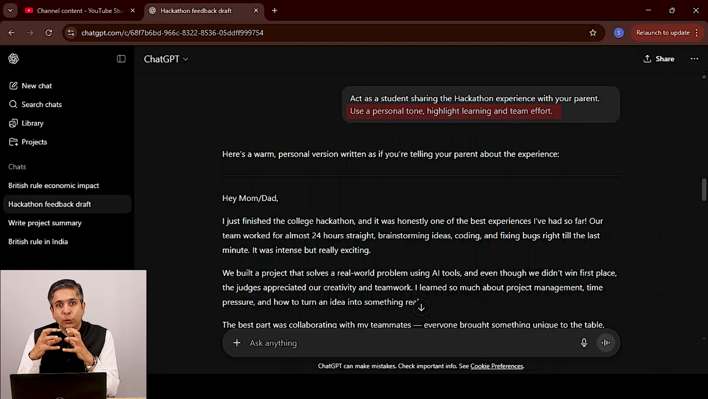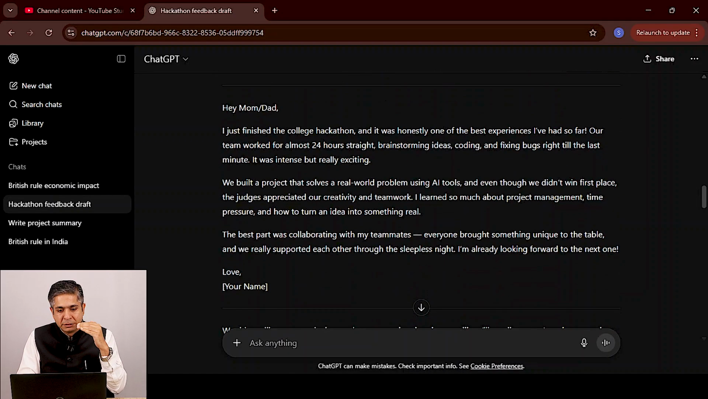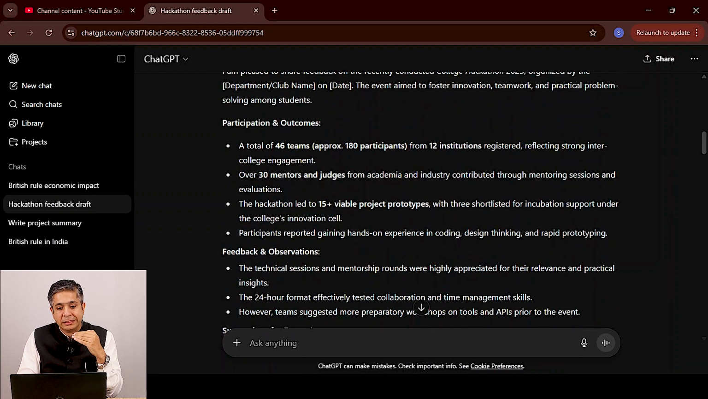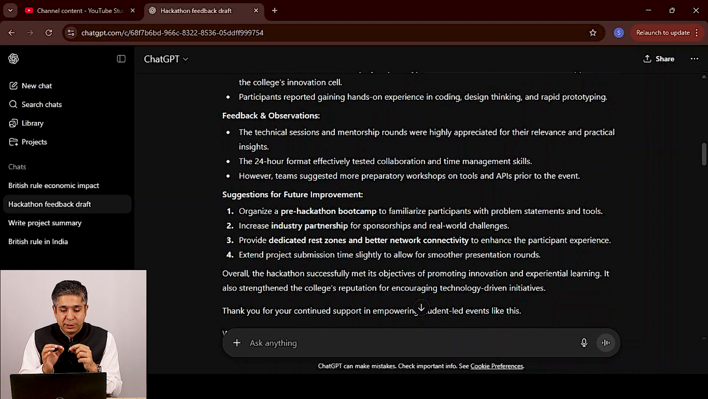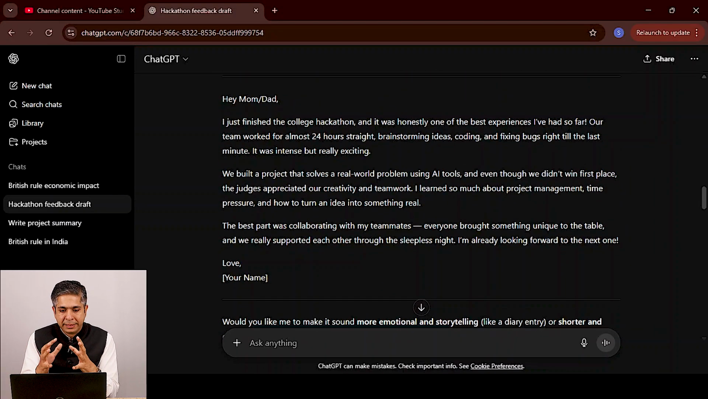So you want to look different when you are talking to your dean, and you want to look different while you are writing to your parents. And let's look at how the output changes. If you go back and look at the response, to a dean it was very structured: participation, outcomes, feedback, observations, suggestions for further improvement. When you are talking to your parents, you may have your own way of addressing them, but here is what the response of the model is.